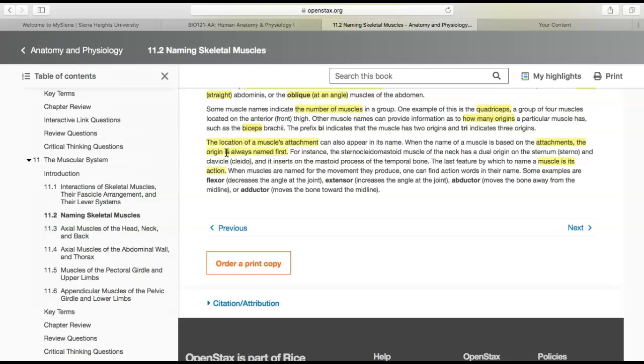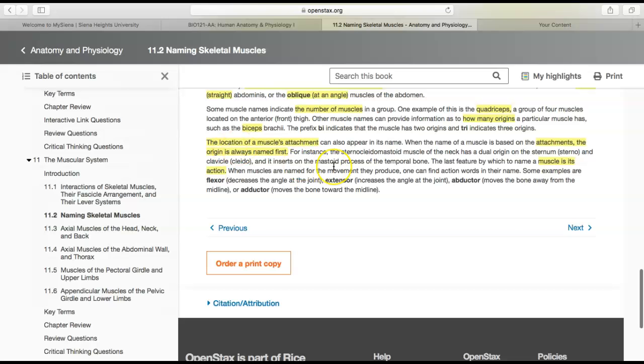The last feature by which to name a muscle is its action, basically what it does. And these are even simpler if you remember what the body movements are. So if it's a flexor muscle, that means it does flexion. It decreases the angle at a joint. If it's an extensor, it increases the angle of a joint, does extension. If it's an abductor, remember that means to move your limbs away from the midline. Or an adductor, it moves the bones toward the midline.